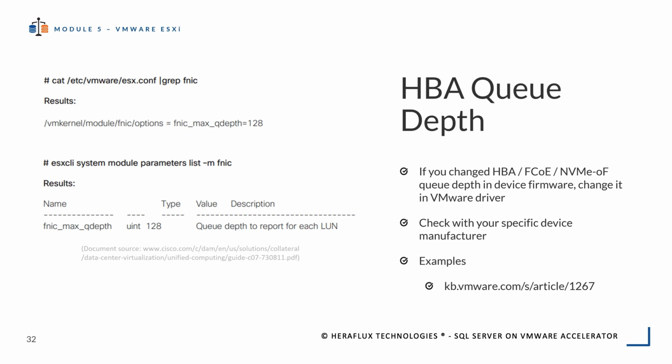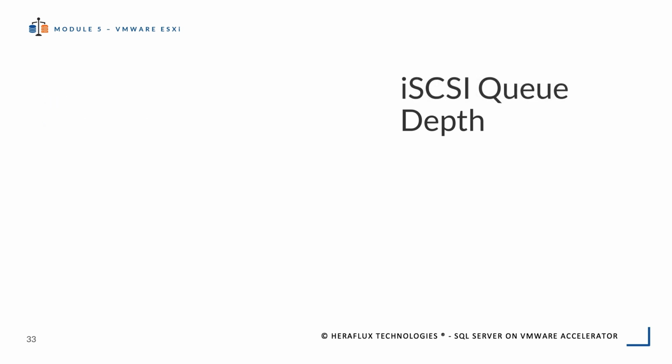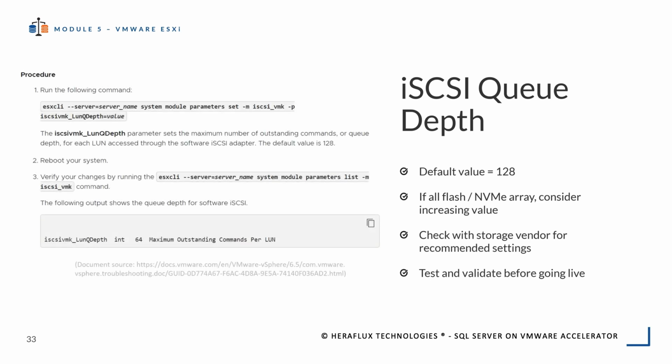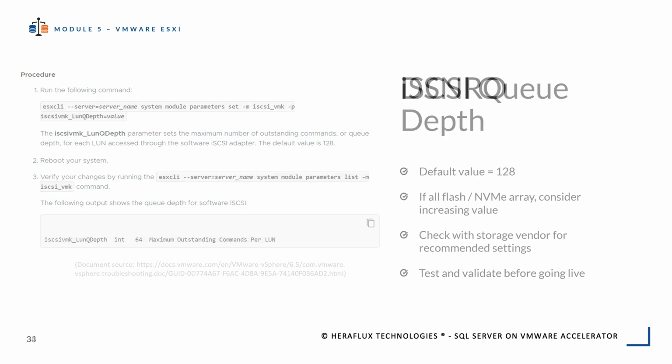If you're using software-based iSCSI, your default queue depth value is 128. On most arrays, this setting is just fine. If you're using an all-flash or NVMe storage array, this value can be increased to improve your queue depth and make better performance under heavy load. As always, check with your storage vendor for their recommended settings, but I find that for good flash arrays, you can usually double this setting with some pretty good effects.